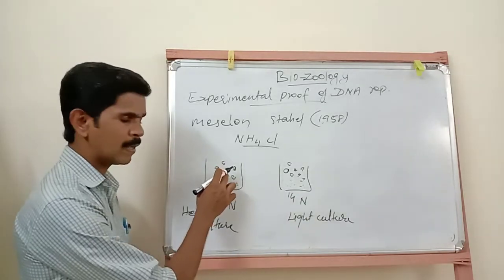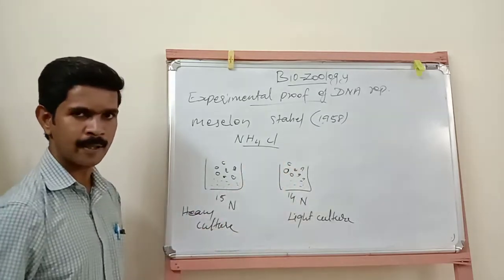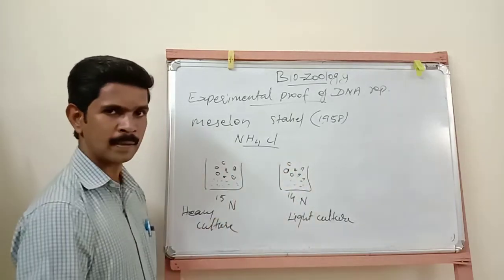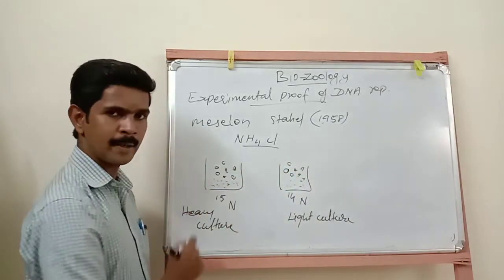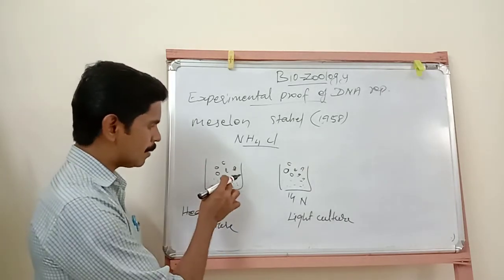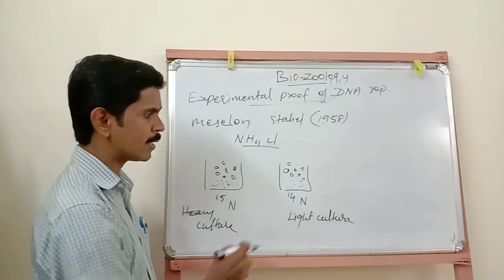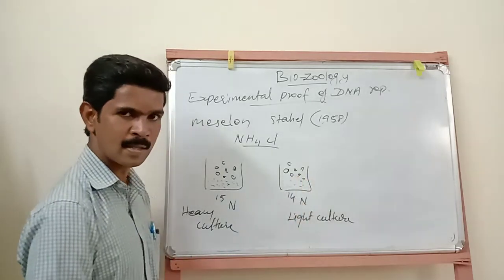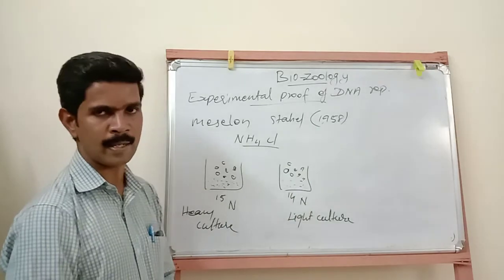Already they kept some Escherichia coli bacteria inside both culture media. After the completion of the growth of this Escherichia coli bacteria, the DNA is also mixed in this culture medium. DNA is also mixed in this culture medium. The DNA present in this culture was considered as heavy DNA, and the DNA mixed in this culture was considered as light DNA. So heavy DNA here, light DNA here.